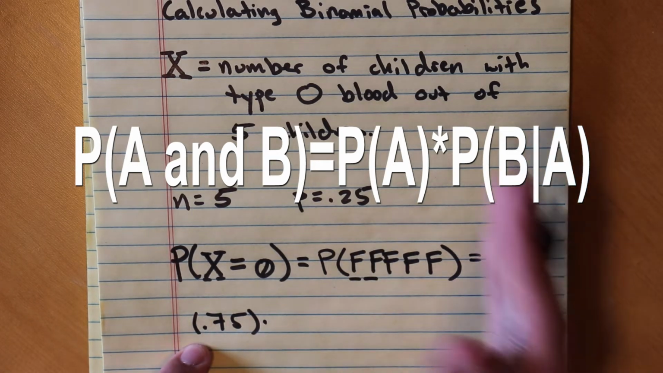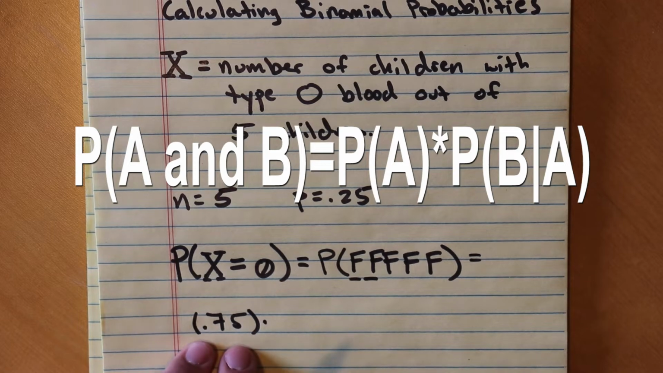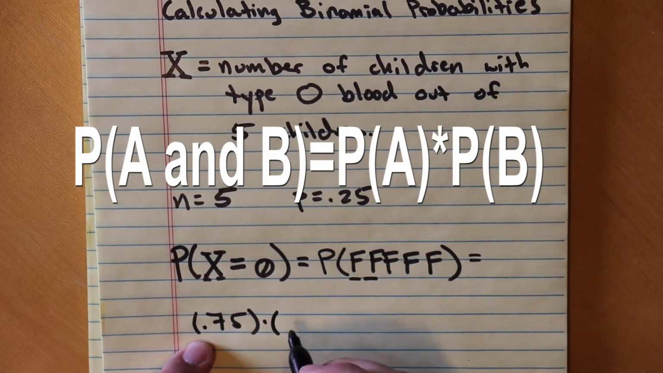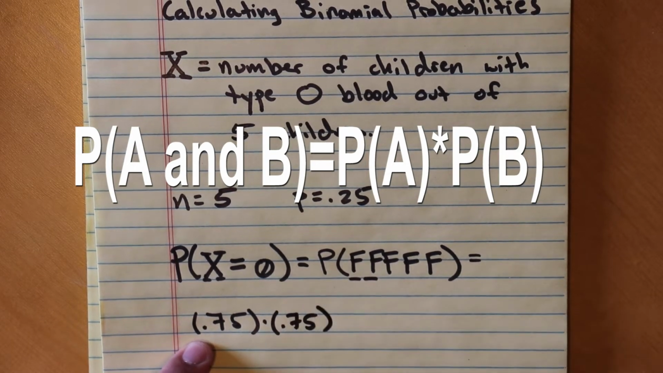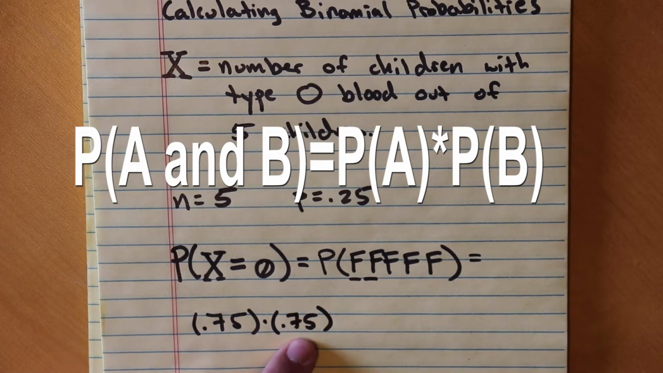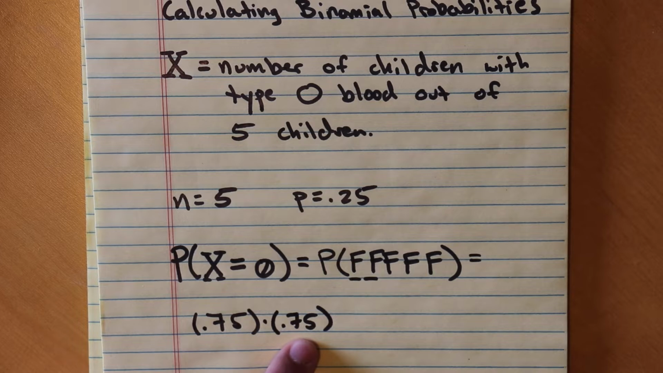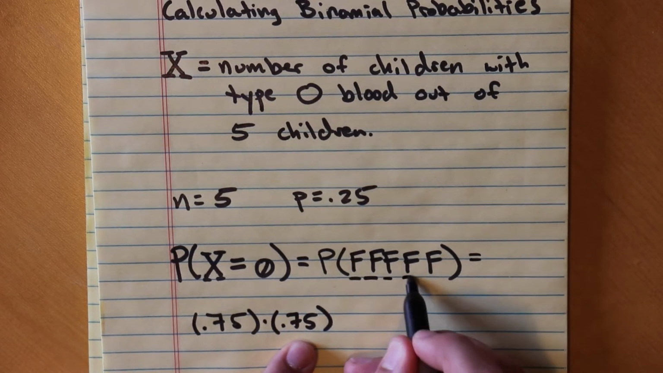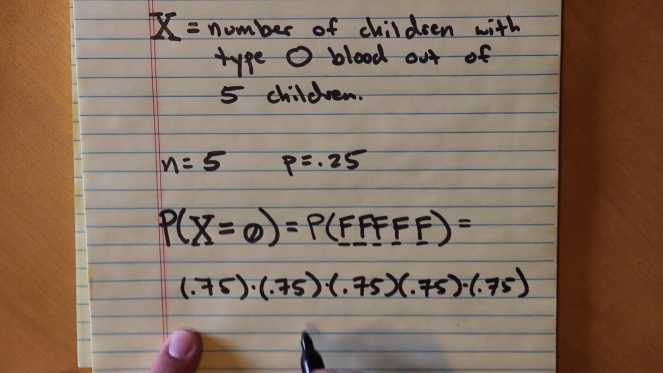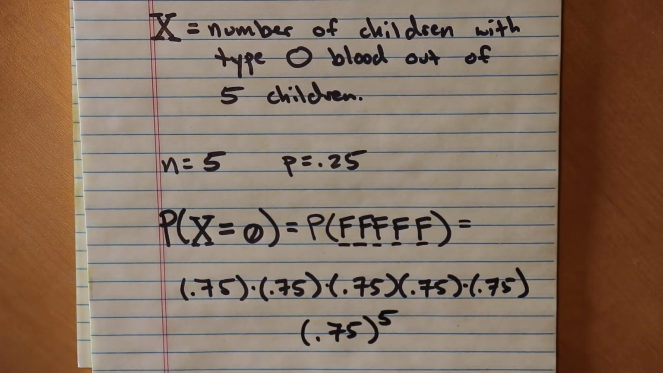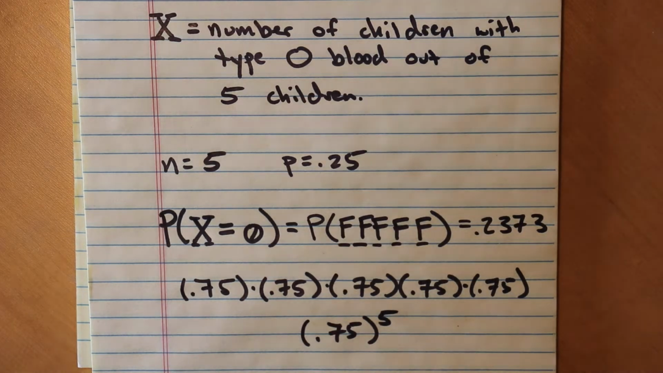But since these are independent, it doesn't matter that the first one occurred, which means that this next one will still be 75%. Once again, 75% is that they are not type O blood, which kind of makes sense that it's larger than 50% because there's a lot of other blood types besides just the one type. And that's going to continue on for the rest. And I can simplify this to 0.75 to the power of 5, which is about a 24% chance that if this couple has 5 children, none of them would have type O blood.